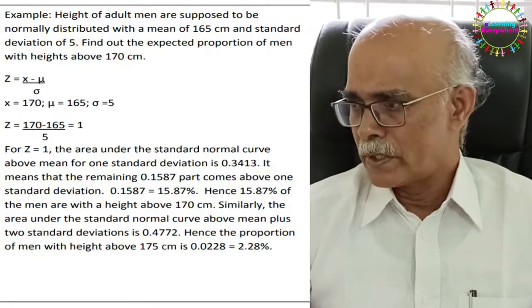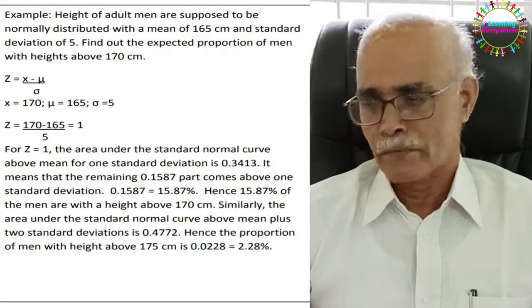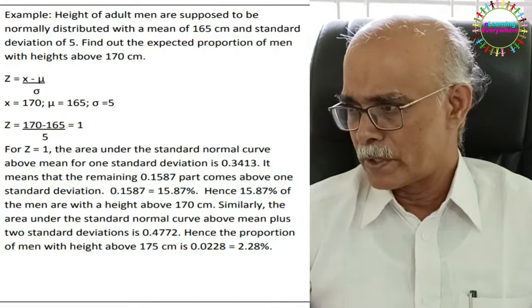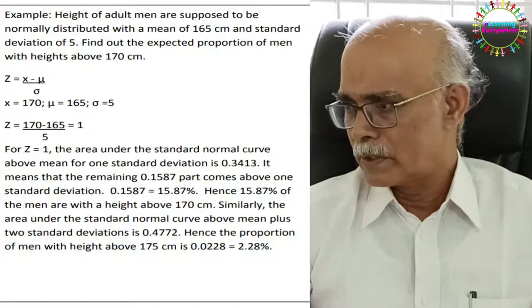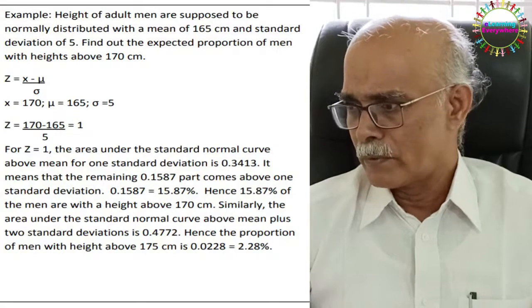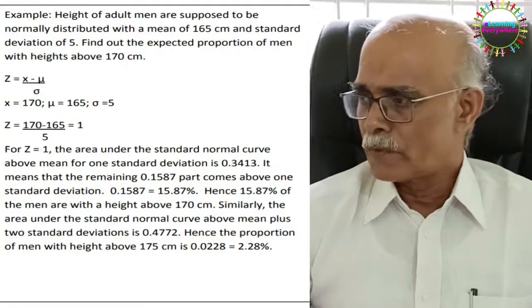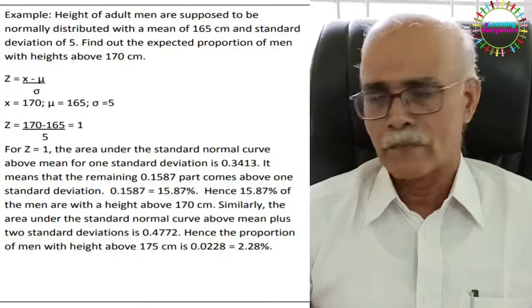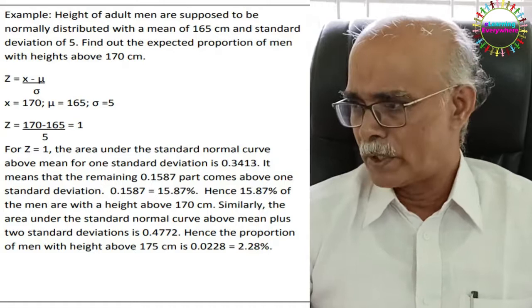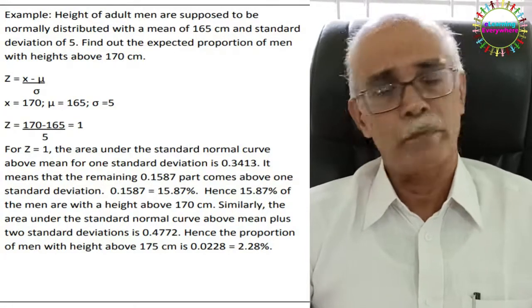And the remaining 15.87% comes above one standard deviation. Hence 15.87% of the men in the population are with a height above 170 centimeter.